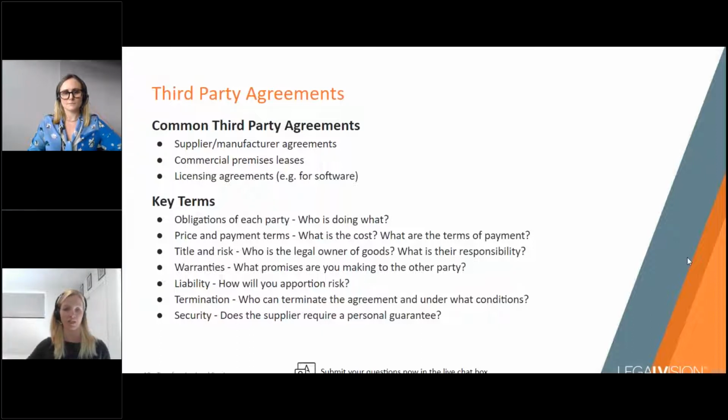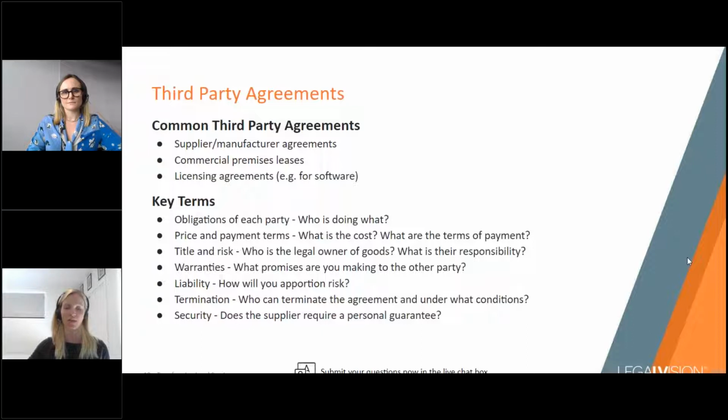Another key provision to consider is the termination. How can you get out of the agreement if your relationship sours, or you're not happy with what's been supplied, or you just need to find another supplier, or there's another reason? How can you get out? Can you terminate for convenience, which is for any reason? If so, what is the notice period? Or can you only terminate if there's a breach or at the end of a particular period?